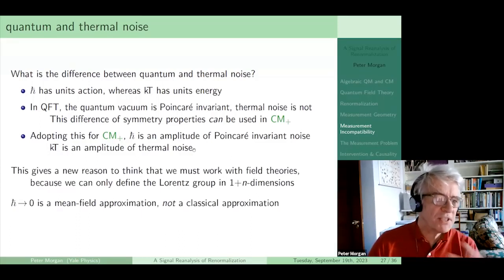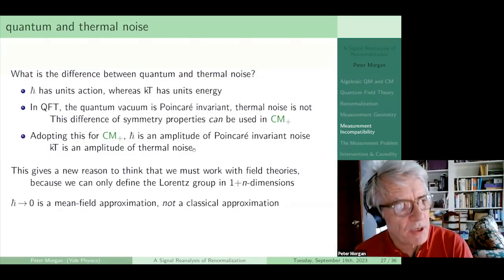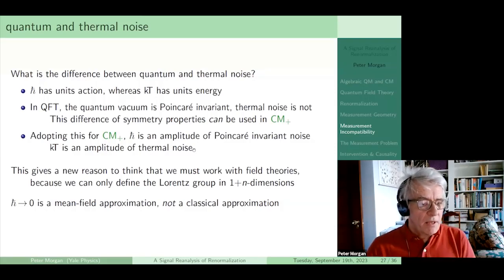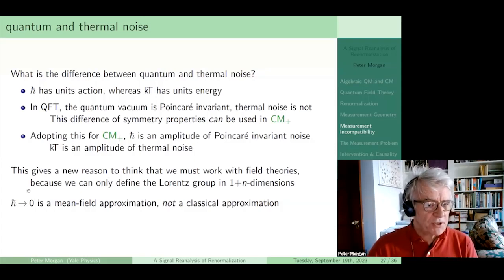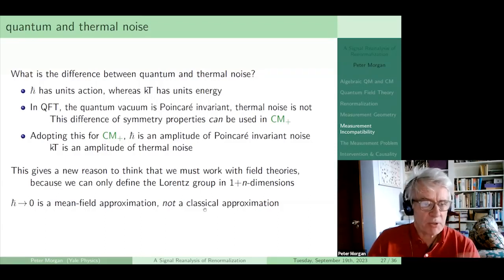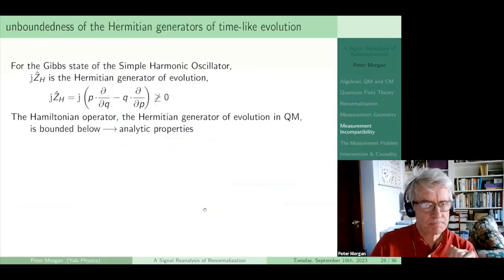This changes everything, because it gives us a new reason to think we must work with field theories. We can only define the Lorentz group in 1 plus n dimensions. The other thing it changes is that h bar approaches 0 is no longer a classical approximation as far as CM+ is concerned. It's a mean field approximation we may well want to follow because it will simplify things a lot in many cases, but it's not a classical approximation. It's just a mean field approximation.